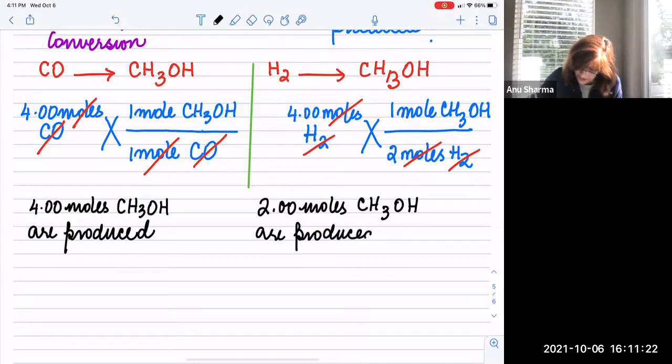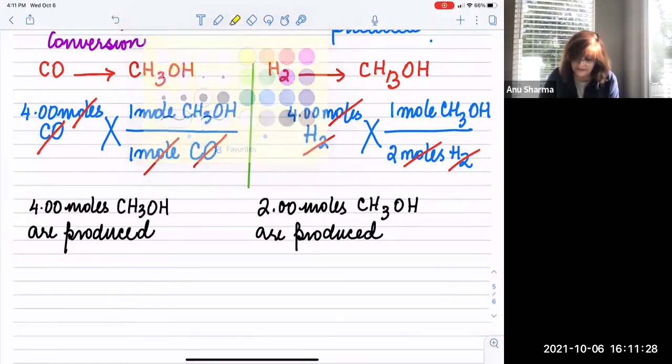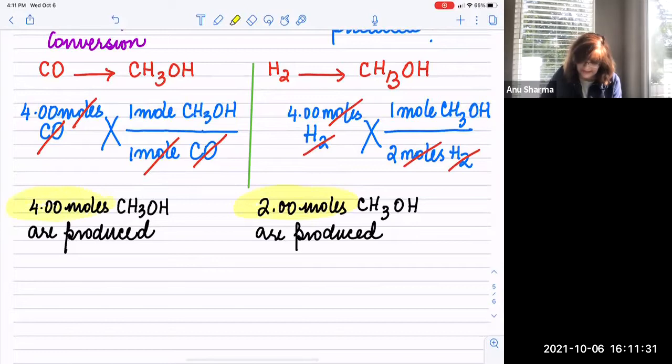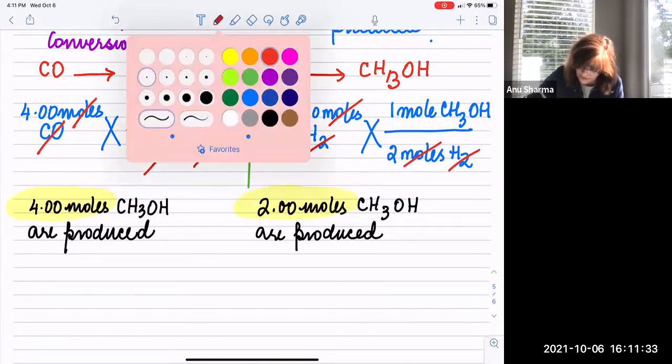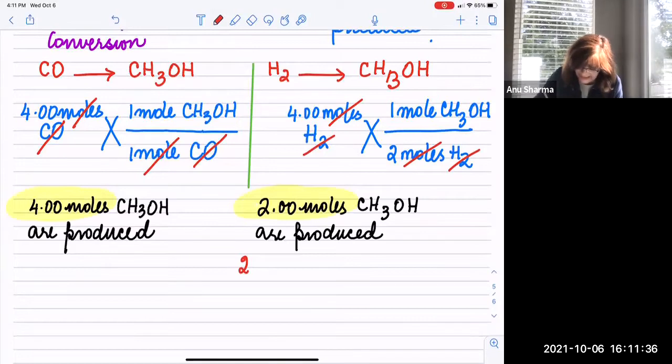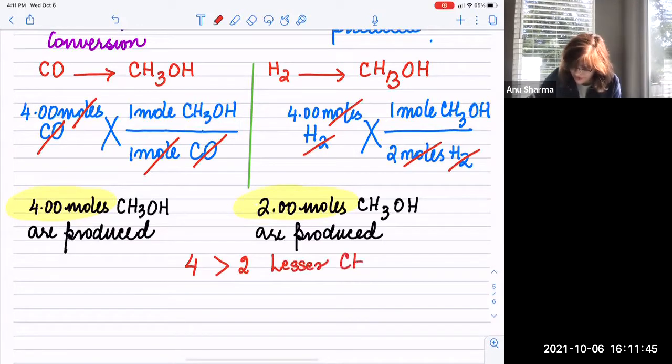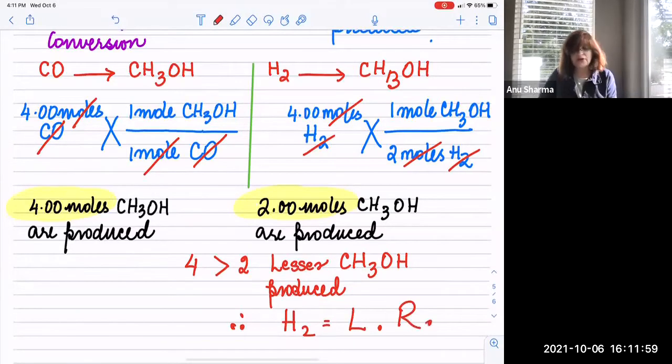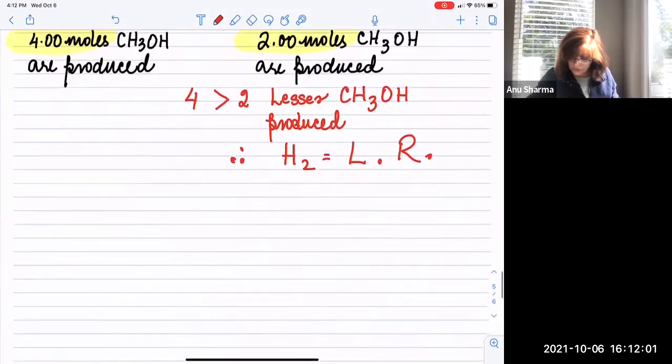So which one is the limiting reactant? In this case, because hydrogen is producing less, 2 is less than 4. So let's write this down: 2 is less than 4, 4 is more, so lesser CH3OH produced. Therefore, hydrogen is the limiting reactant. Okay, so this is how you do the mole to mole conversions.